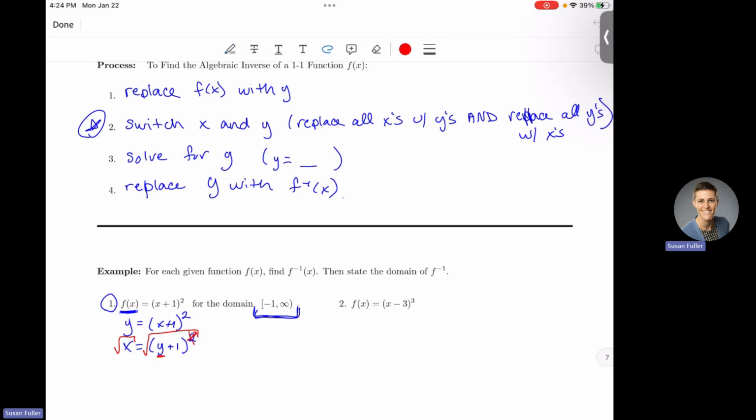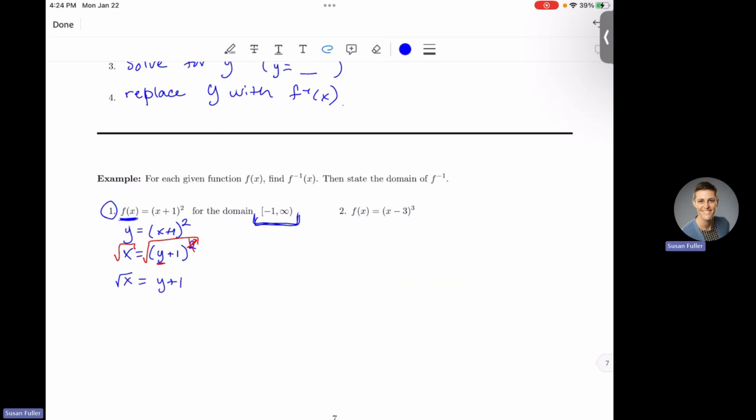And I am going to get the square root of x over here is equal to y plus 1 over here. And so now to get y by itself, I'm going to subtract 1 from both sides, and I'm going to get the square root of x minus 1 equals y. And that is my inverse function. So I'm going to relabel that as f inverse of x. My inverse function is the square root of x minus 1.